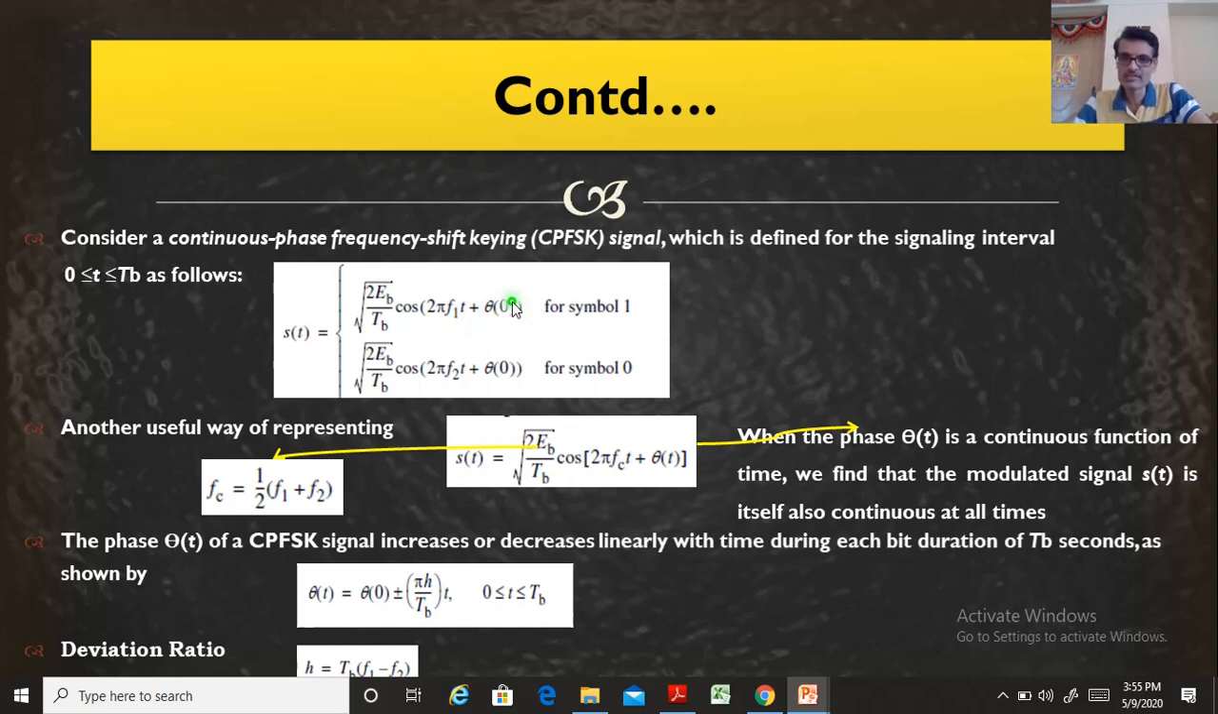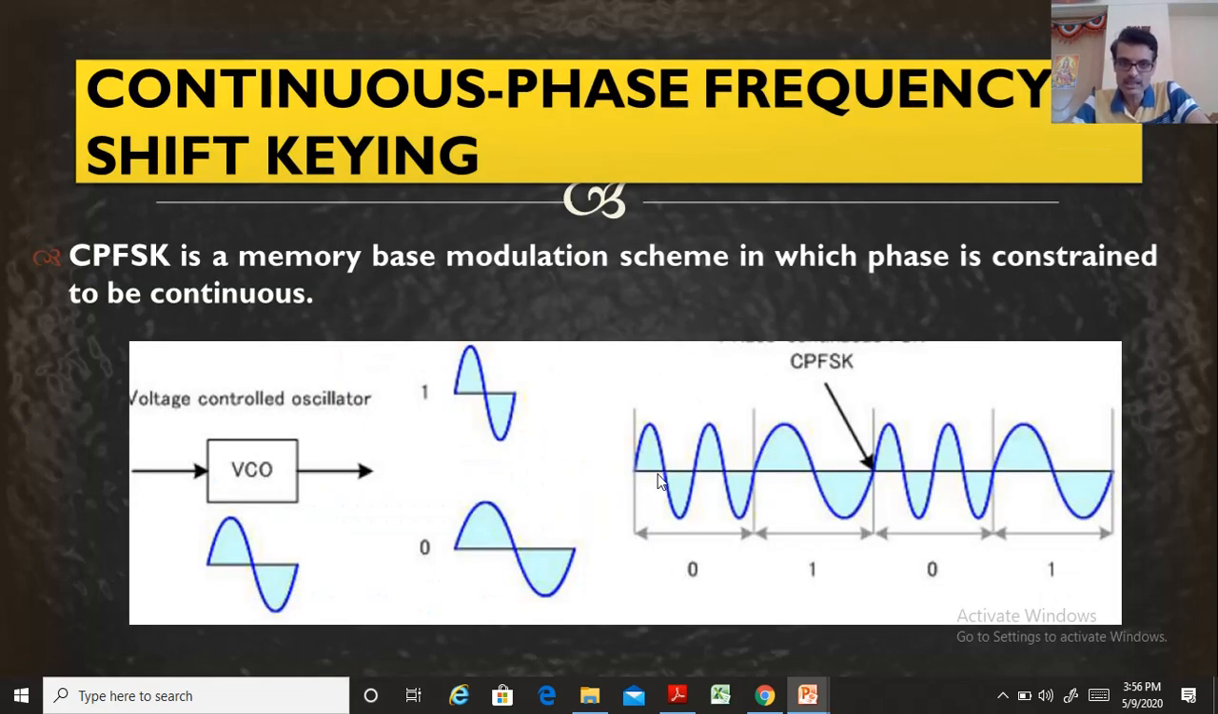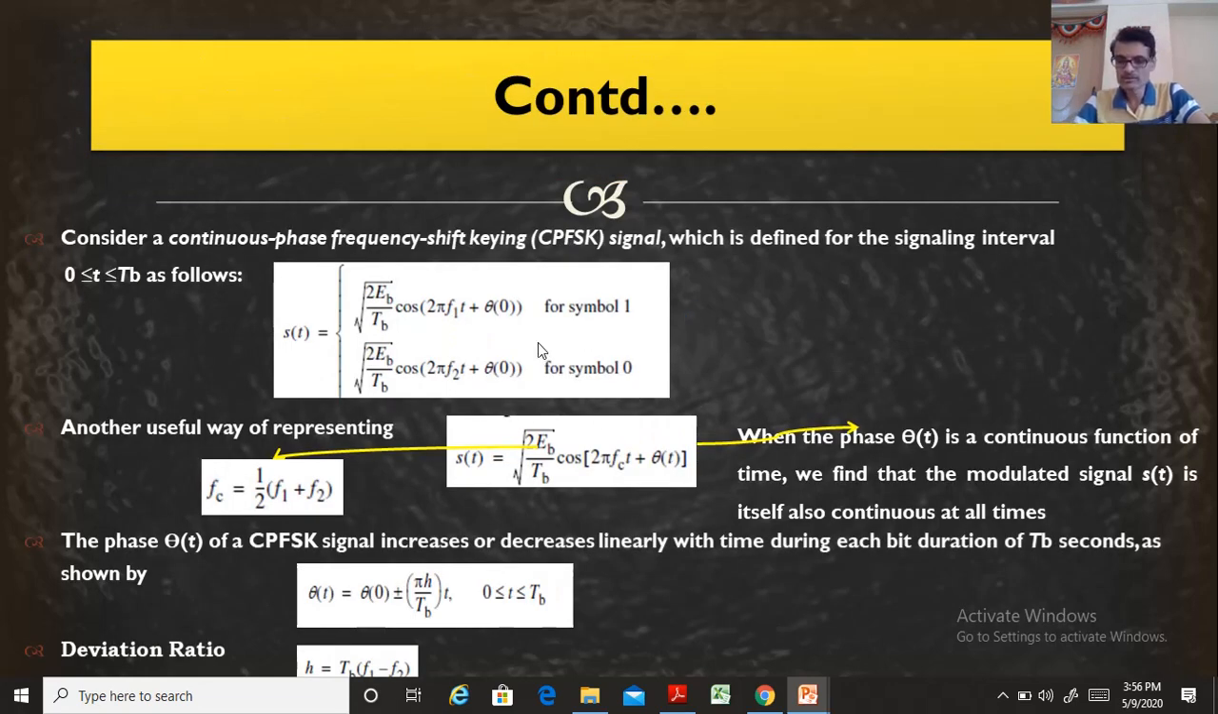The meaning of that theta of 0 is the phase of the signal at the beginning of the bit interval. That is, theta of t equal to 0, which means at the beginning of the bit interval, somewhere here, at this point, at this point, at this point. Whatever the phase is there, that is given by theta of 0. This is one way of representing the continuous phase signal.